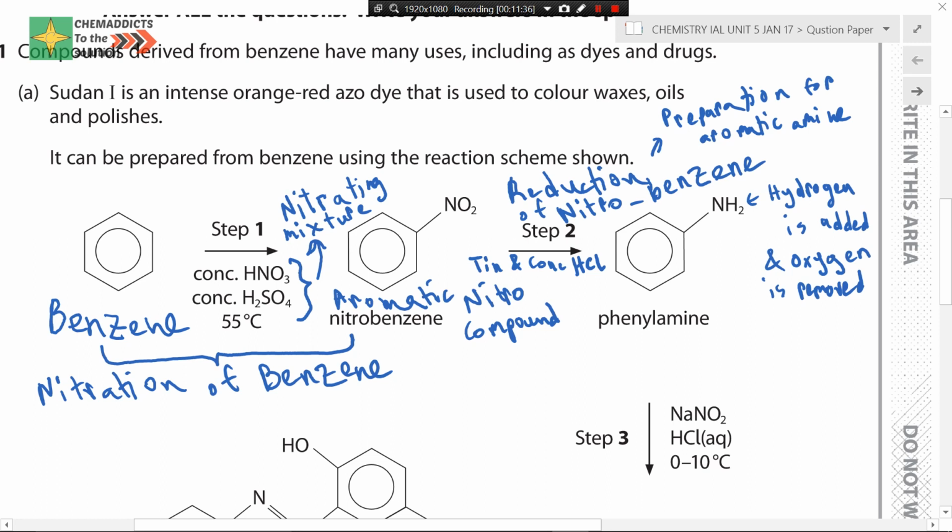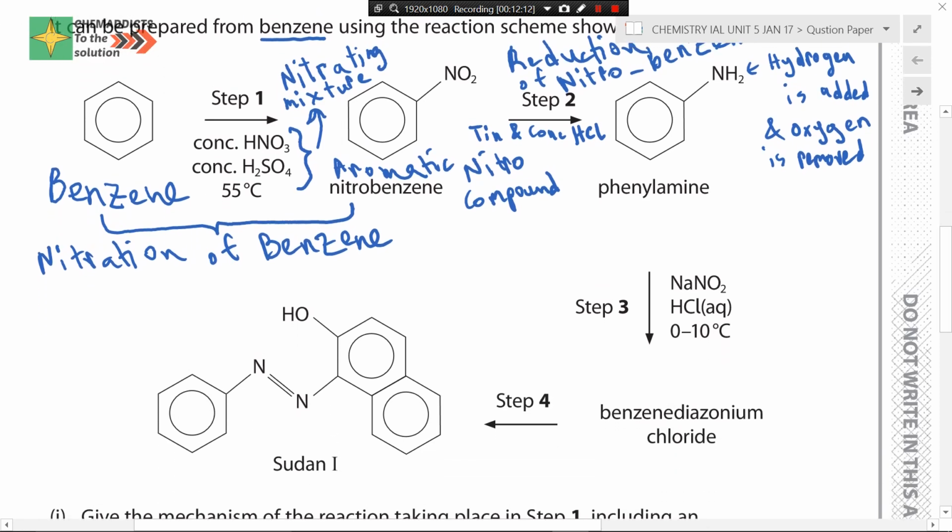So now let us move on to the third step of this reaction scheme. The main objective of this reaction scheme is to form red azo-dye from benzene. So we want to synthesize azo-dye from benzene. That is why we have been through a lot of steps. It requires a lot of steps. Now let us move on to the third step.